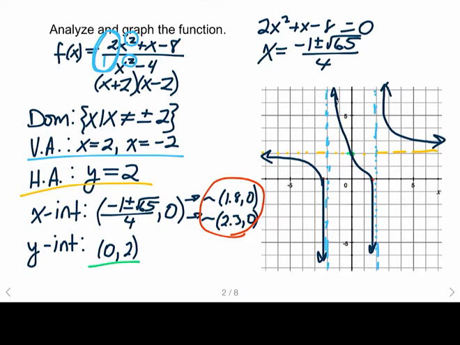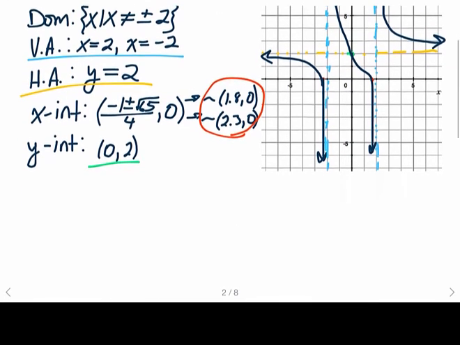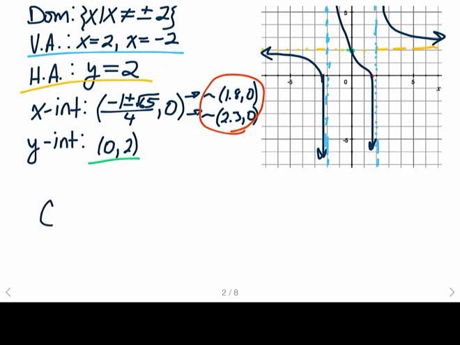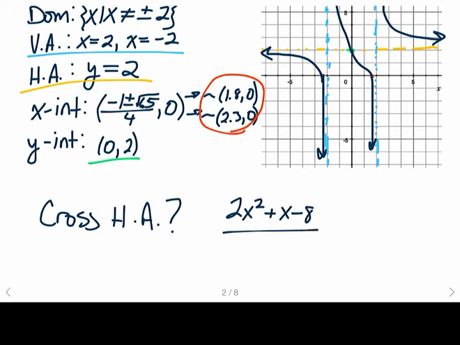And so as part of the analysis of a graph, it's usually a good idea to find out: does it cross the horizontal asymptote? To find that out, what I need to do is set the expression that defines the function equal to the value of the asymptote, and see, does y ever equal, in this case, 2. The expression (2x squared plus x minus 8) over (x squared minus 4) is from the function, but the horizontal asymptote was y equals 2, so we want to know if the function ever equals 2.